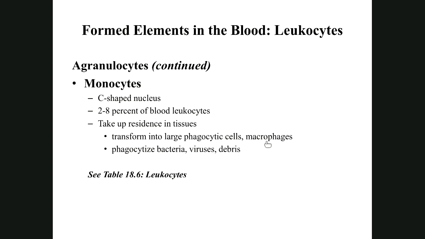So monocyte in the bloodstream, macrophage in the tissue. These are the big eaters. Big eaters have two main jobs. They are policemen and they're janitors. These guys are going to eat bad guys. They're going to eat bacteria or viruses.